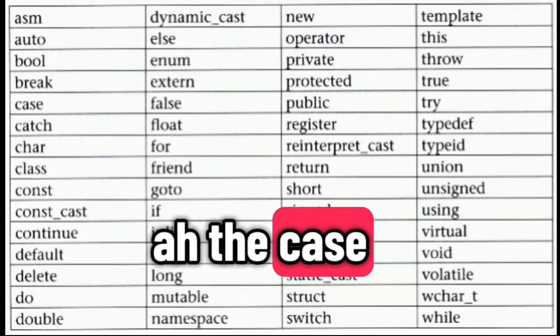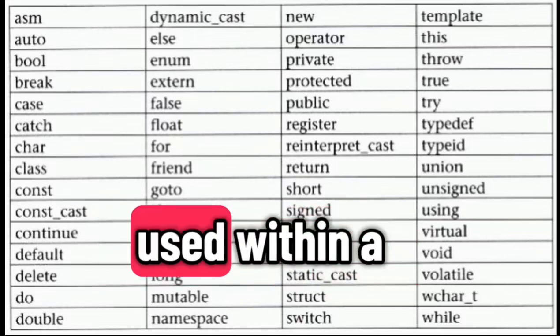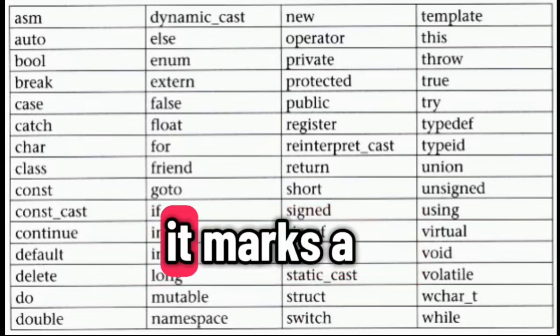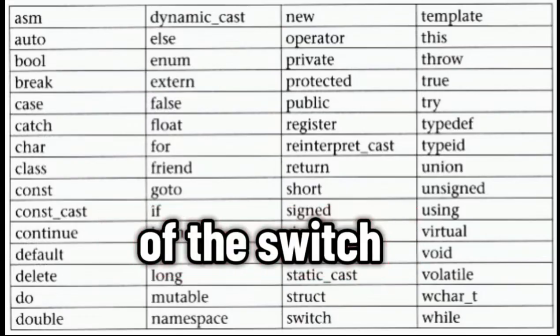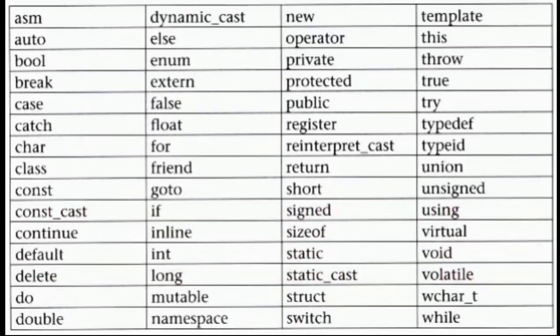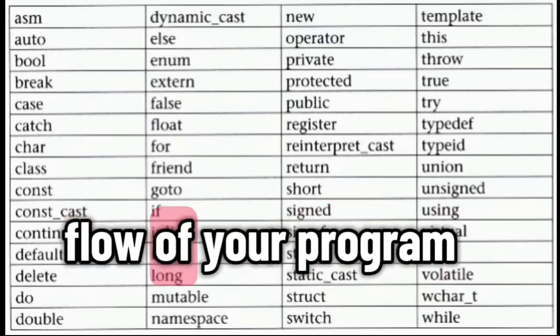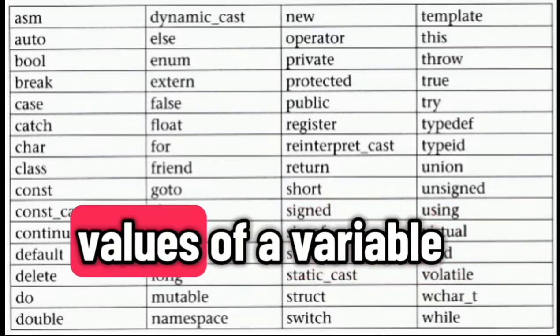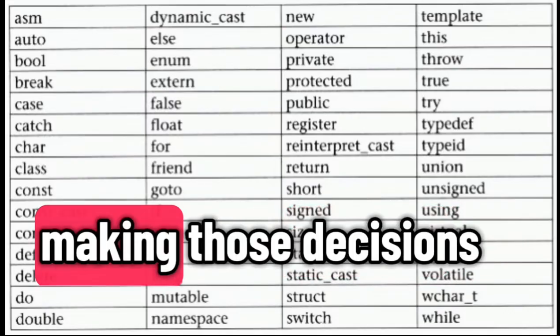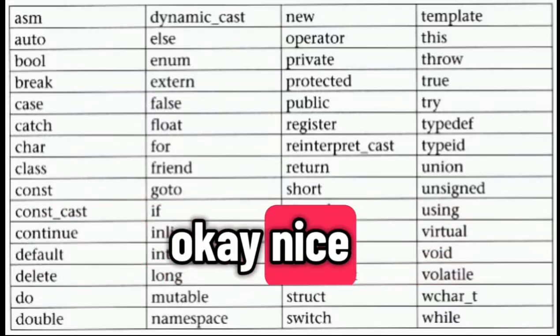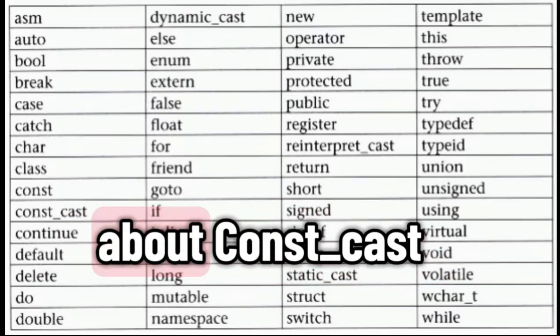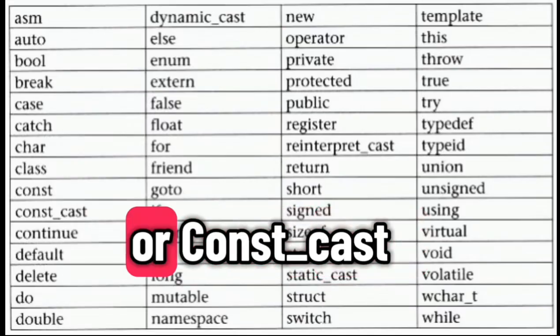The case keyword is often used within a switch statement. It marks a block of code that will execute if the value of the switch expression matches the case. It's a way to control the flow of your program based on different values of a variable, making those decisions one case at a time. Okay, nice. Let's talk about const cast.